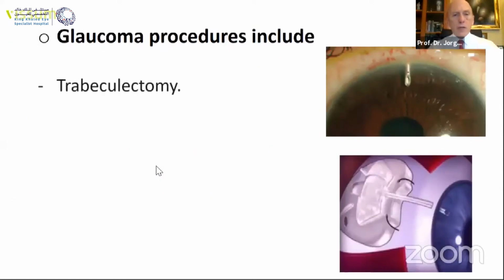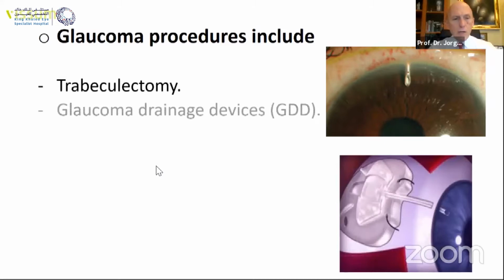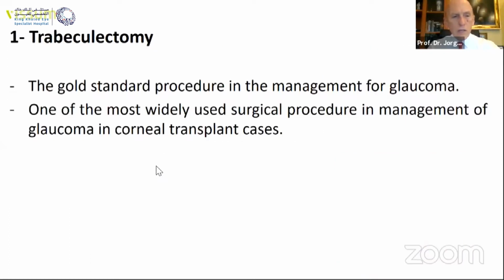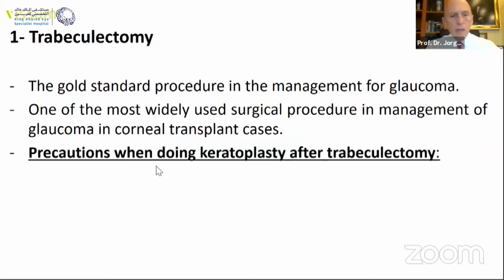So what glaucoma procedures do we have? Obviously, we have trabeculectomy, glaucoma drainage devices, the Express mini glaucoma shunt, deep sclerectomy, and cyclocoagulation. Trabeculectomy is still the gold standard procedure in the management of glaucoma, even in corneal grafts. It is one of the most widely used procedures and probably is the first to be performed in the opinion of many corneal surgeons. But you have to take some precautions when doing penetrating keratoplasty, especially if the patient has been operated on before.